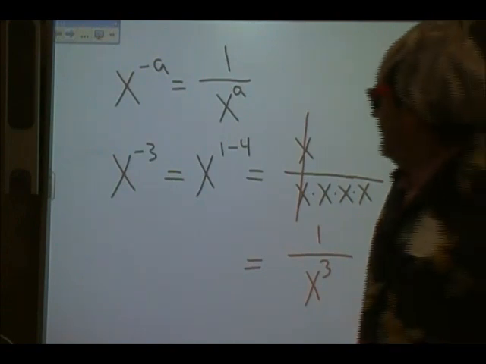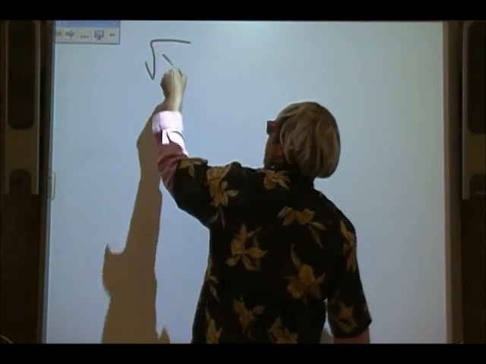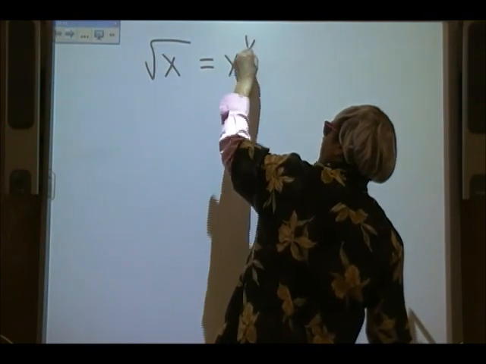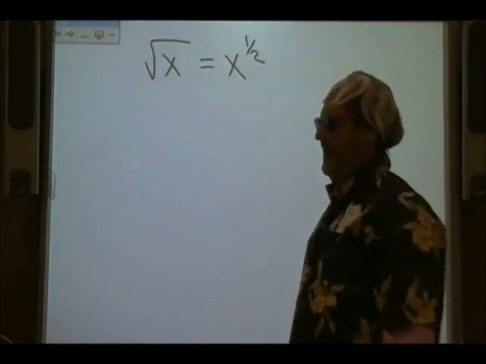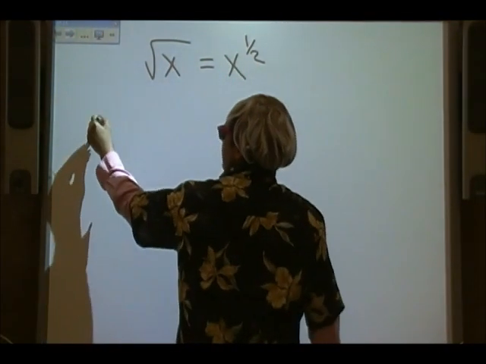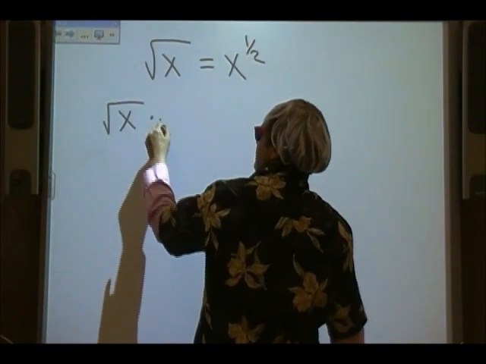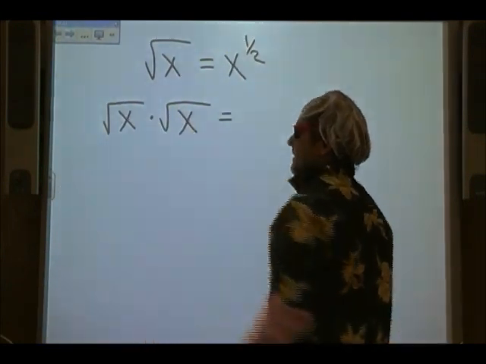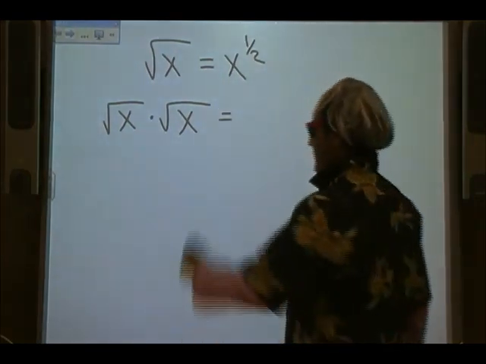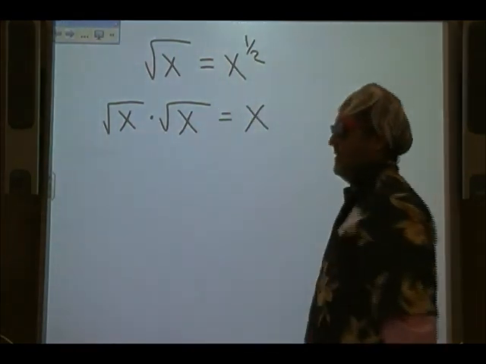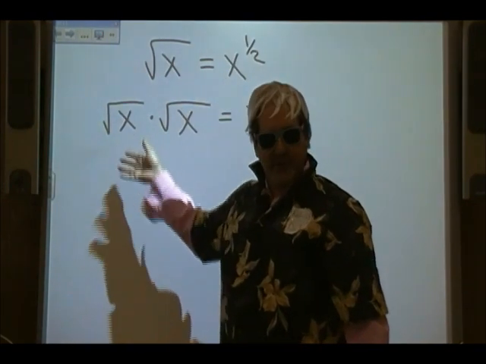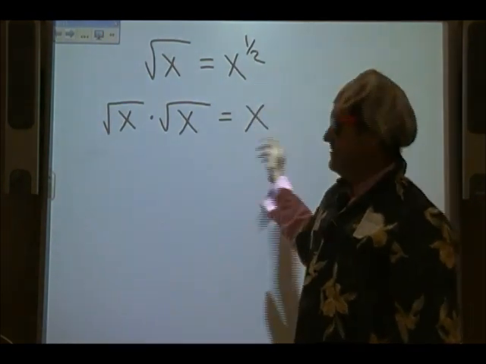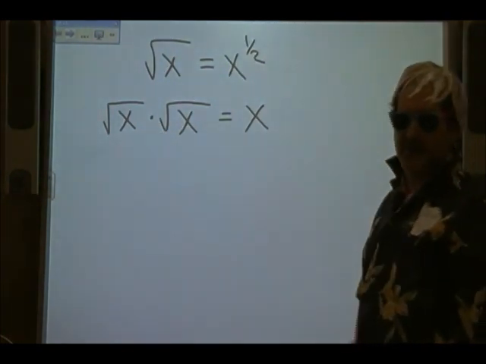So let's look at this. Why is the square root of x equal to x to the a half? Where did they come up with that? Well, they said square root of x times square root of x, right? These radicals cancel and you're left with x. We're talking square root of 5 times square root of 5, that's square root of 25, which is 5. So you just take out the radical.